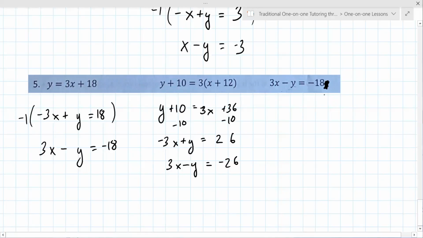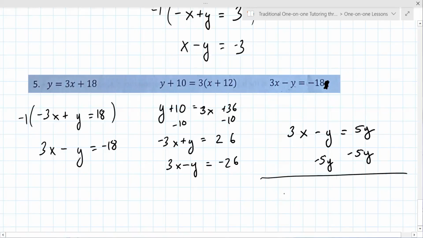Yeah. So let's answer your question here, but let's do it slightly different. Let's say it's 3x minus y equals minus 5y. I'm sorry, that's not right. Let's just make it positive 5y for now. So standard form means you get x and y on one side. So you're going to subtract 5y from both sides. So this becomes 3x minus 6y equals 0.